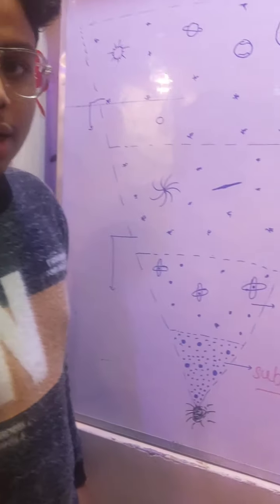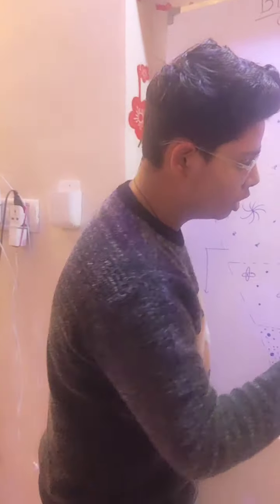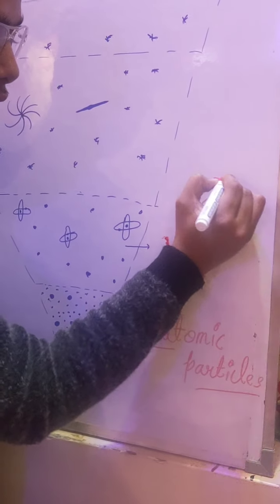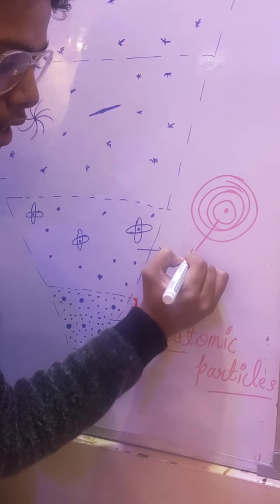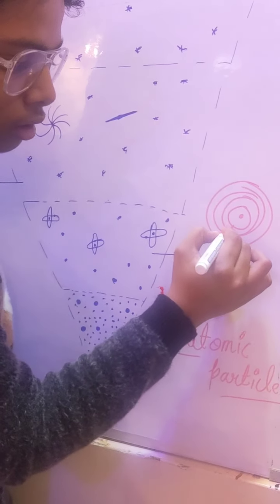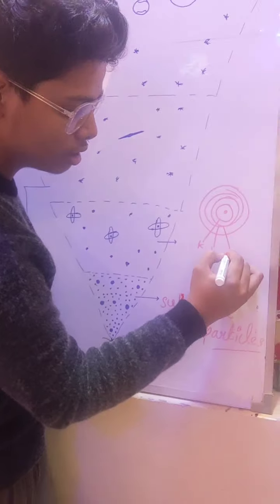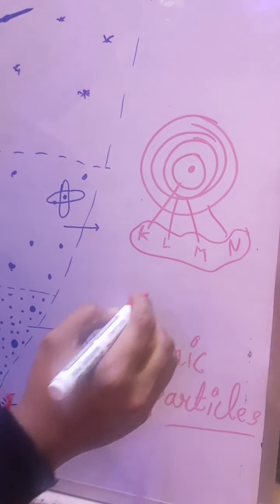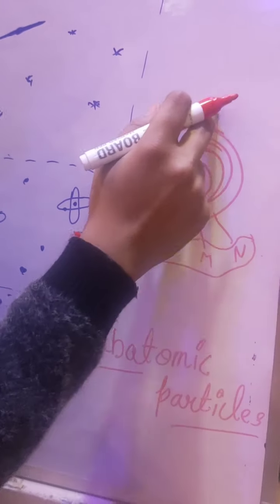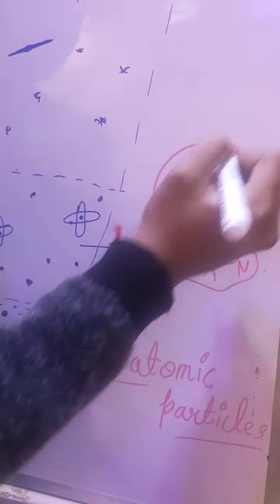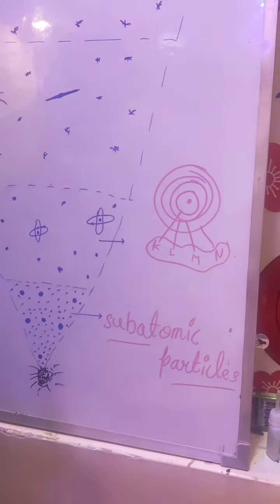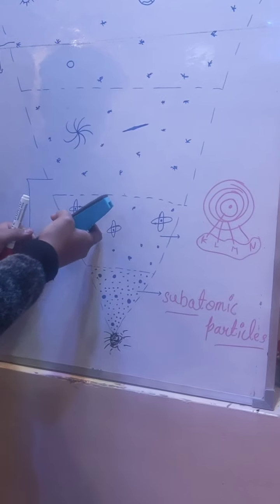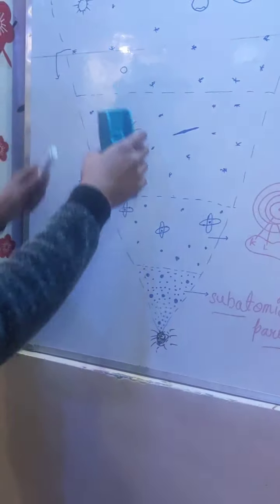If you are in 10th class, you have studied this topic, the shells of the atom. This is the K shell, this is the L shell, and this is KLM, and this is the N shell. You have studied these K, L, M, N shells, and in these orbits the electrons rotate around the neutrons and protons. Okay, I have told you about it. Let's continue with this topic.